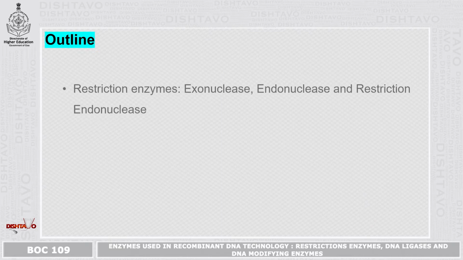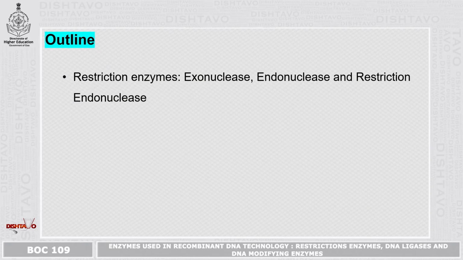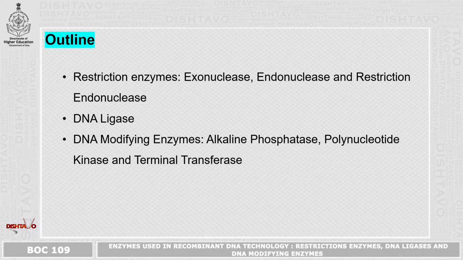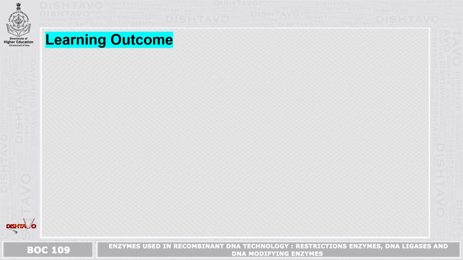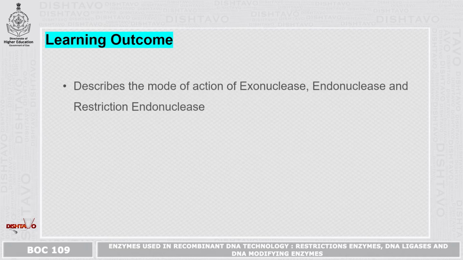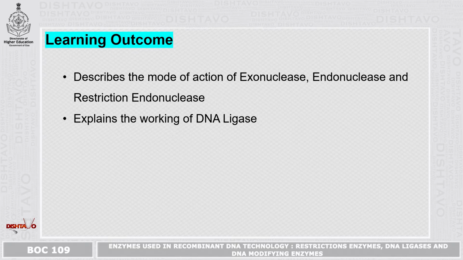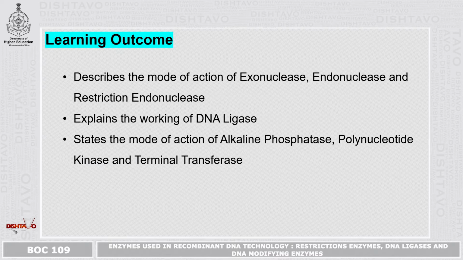In this module, we will study about restriction enzymes, exonuclease, endonuclease, and restriction endonuclease, DNA ligase, and DNA modifying enzymes such as alkaline phosphatase, polynucleotide kinase, and terminal transferase. At the end of this module, you will be able to describe the mode of action of exonuclease, endonuclease, and restriction endonuclease, explain the working of DNA ligase, and state the mode of action of alkaline phosphatase, polynucleotide kinase, and terminal transferase.